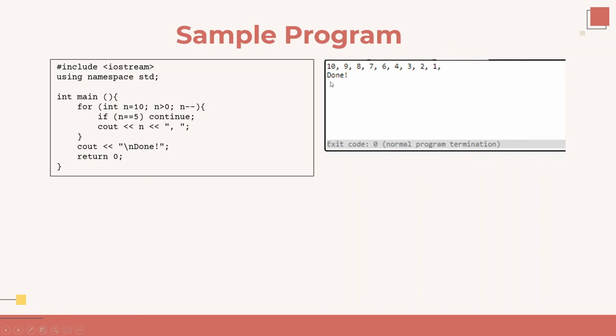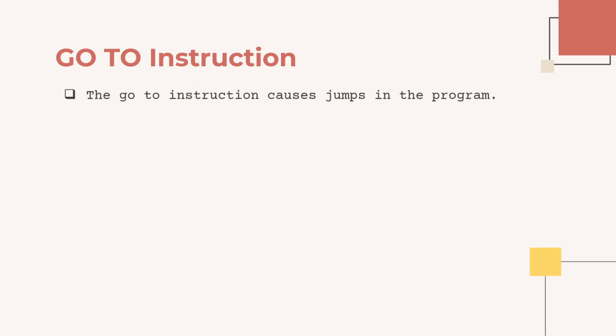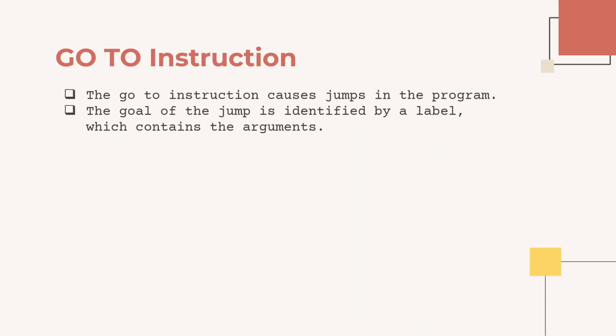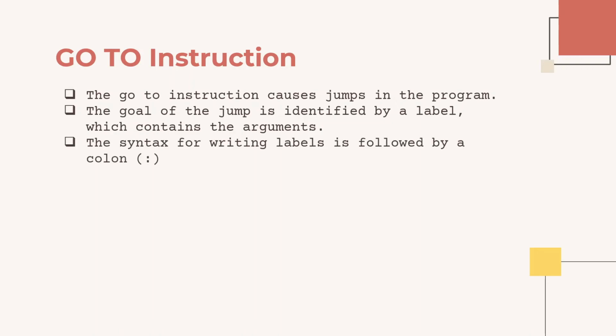So you can see that this program will display the numbers 10, 9, 8, 7, 6, and then skip the value of 5, and then print the values of 4, 3, 2, and 1. So when we use the continue instruction, the program will jump immediately to the next iteration. And next we will discuss the goto instruction. The goto instruction causes jumps in the program. The goal of the jump is identified by a label, which contains the arguments. The syntax for writing labels is followed by a colon.